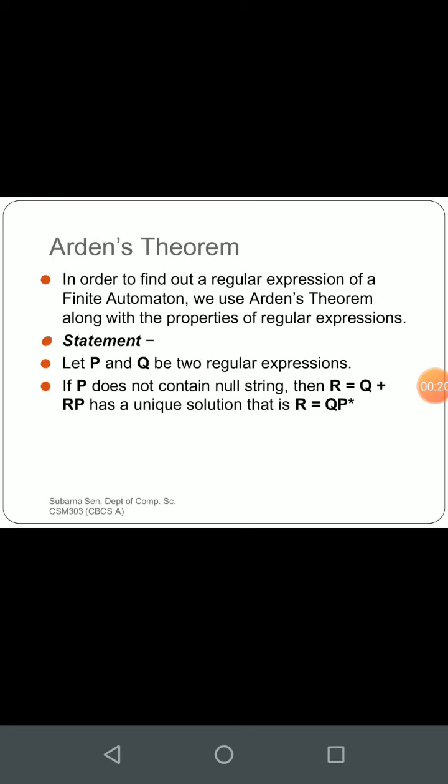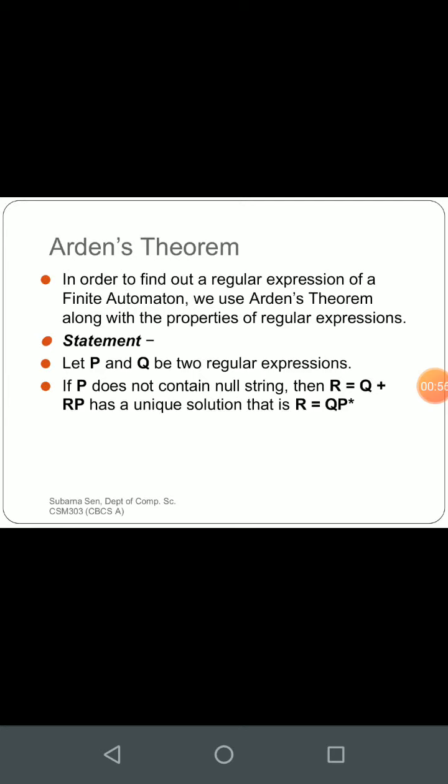In order to find the regular expression of a finite automaton, we use Arden's theorem along with the properties of regular expressions. If you are given a finite automaton, how do you find the regular expression? Arden's theorem will help you here. The theorem states, if P and Q are two regular expressions and if P does not contain any null string, then we can write R equals Q plus RP, and that has a unique solution, R equals QP star.